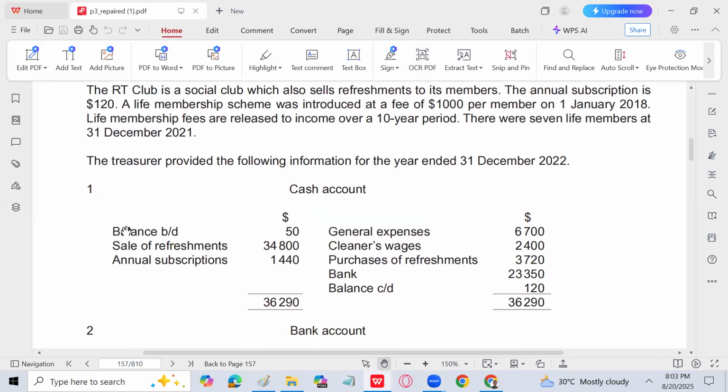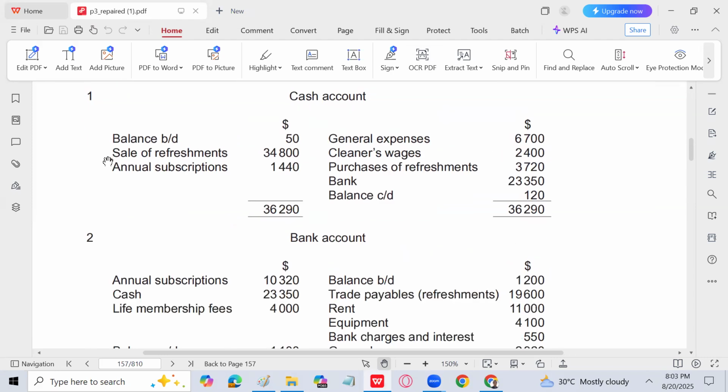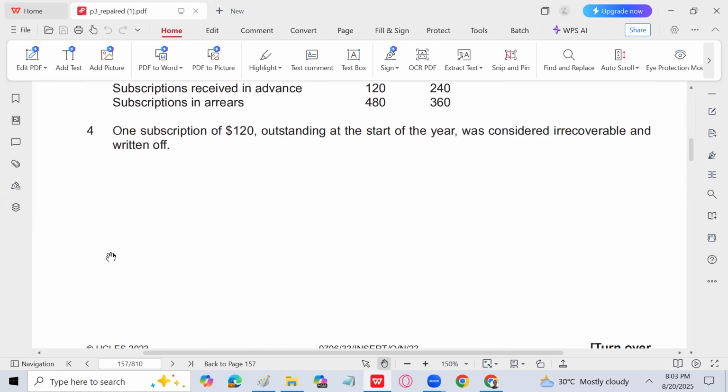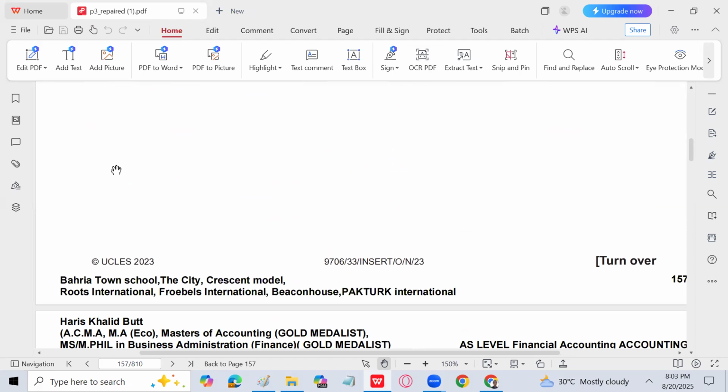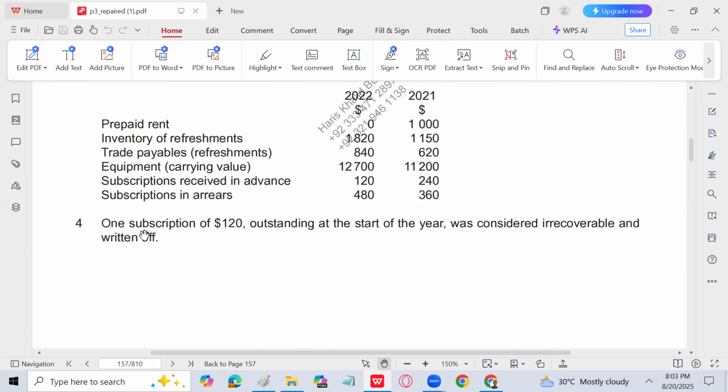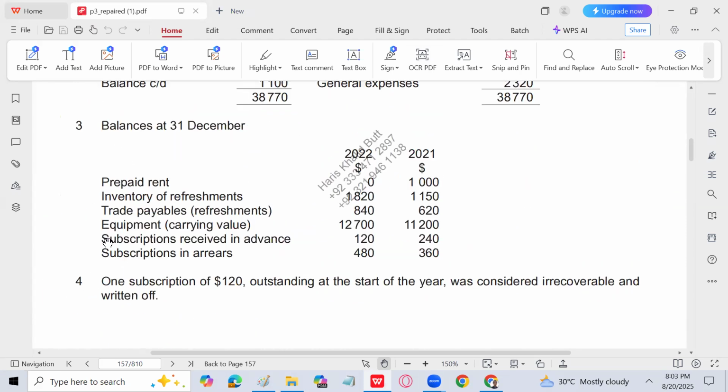Today we are going to solve a question of non-profit organization, A2 accounting. This question came in October/November 2023, and variant 33 is going to be the variant. So let's discuss that question. It is from my book, page 157.